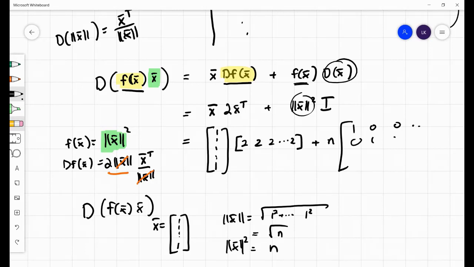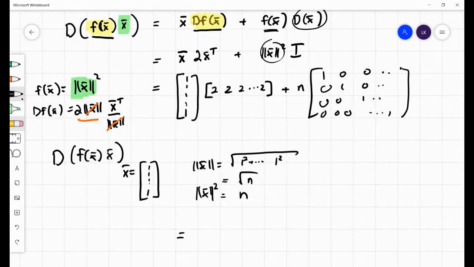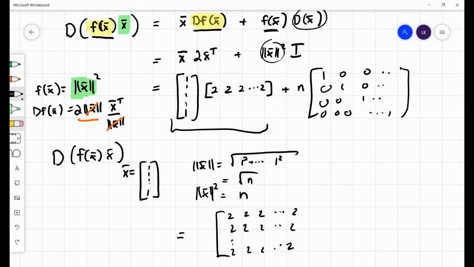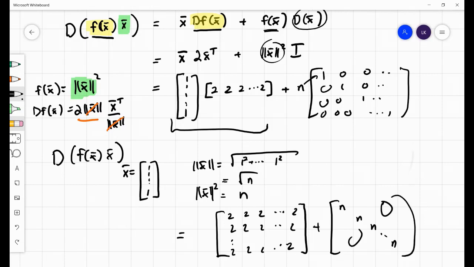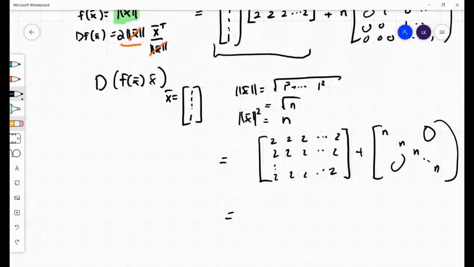Whatever. So you've got to find a pattern. So we're just going to get, this part is just a matrix of all 2s. And then plus, this is just a diagonal matrix after you multiply by n, where the diagonal entries are all n. So at the end of the day, you get a nice formula.